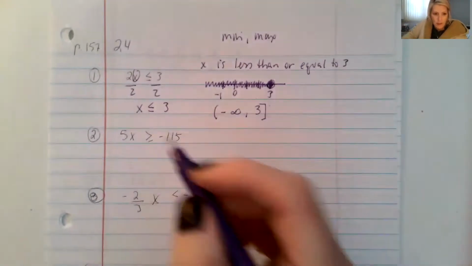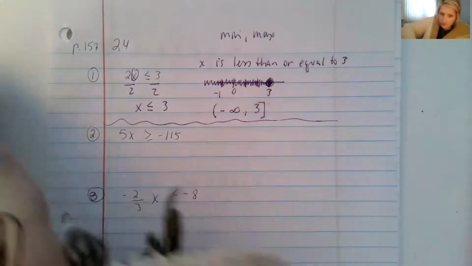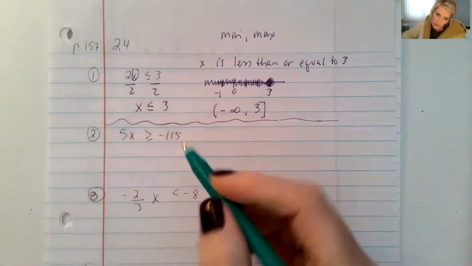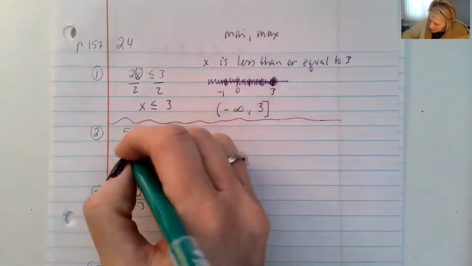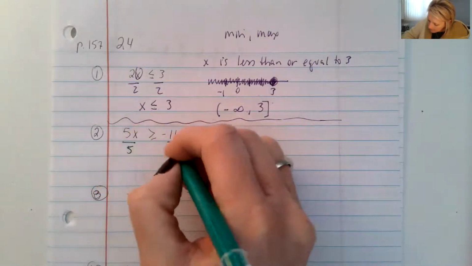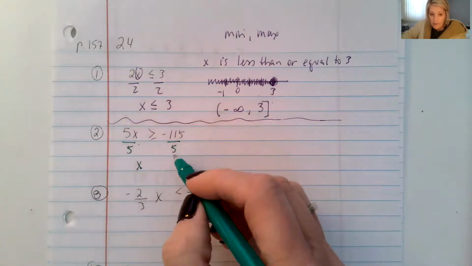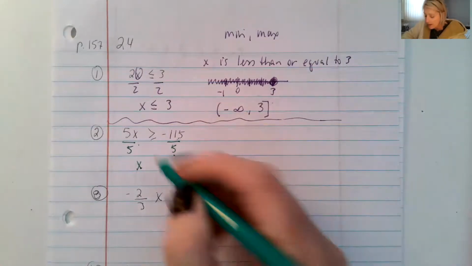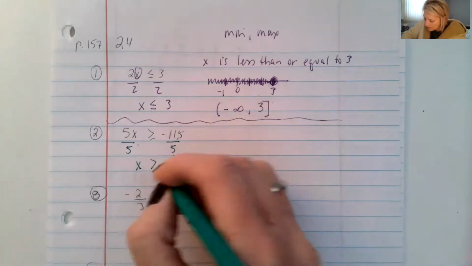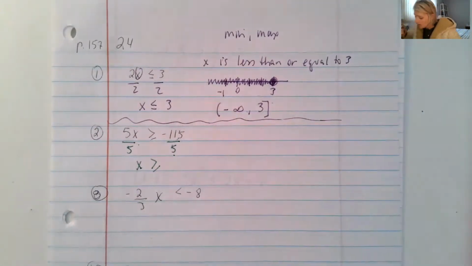Okay. Now number 2, 5x is greater than or equal to negative 15. Again, we're going to divide by 5 here. And so we get x, and we divided by a positive, even though this is a negative 15, the number we're dividing by is a positive. So we do not have to flip our inequality. So that becomes negative 15 divided by 5 is negative 3.